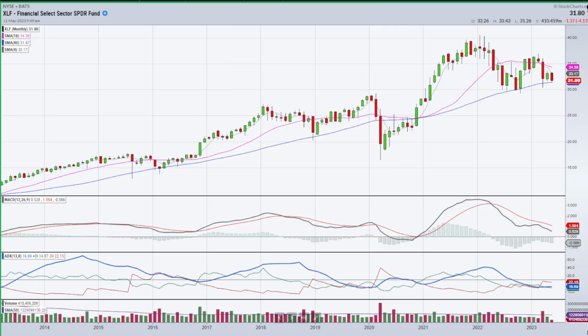If we go to the XLF, we could move up from here, and all we would be doing is hitting the resistance from the 18-month and this prior top. This is not the condition that I'm looking for. This is going to take more time to get out of this rut that it's in, right? And where the XLI would not take very much time at all.